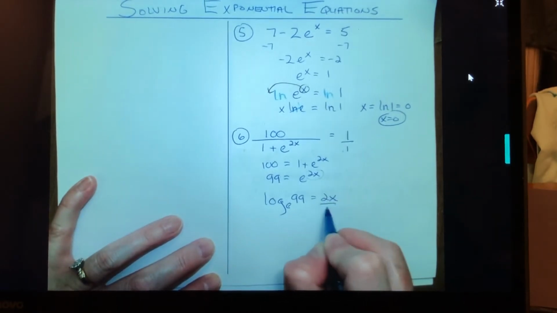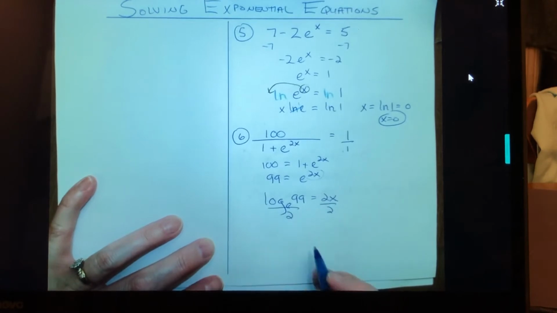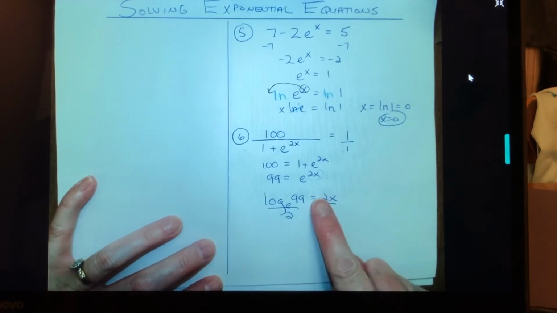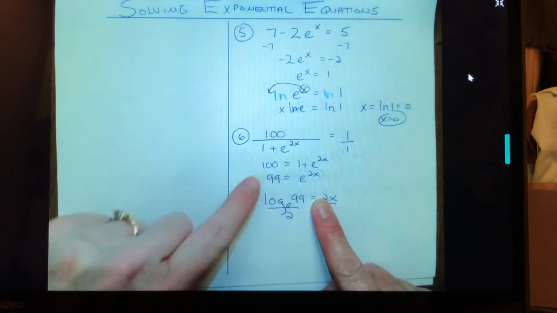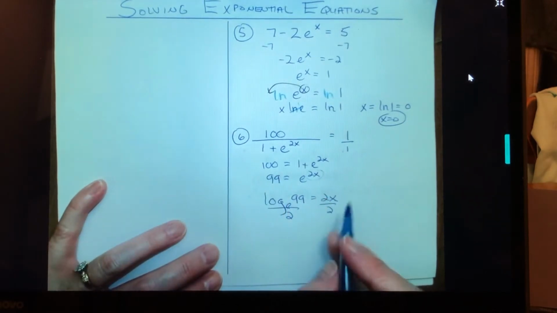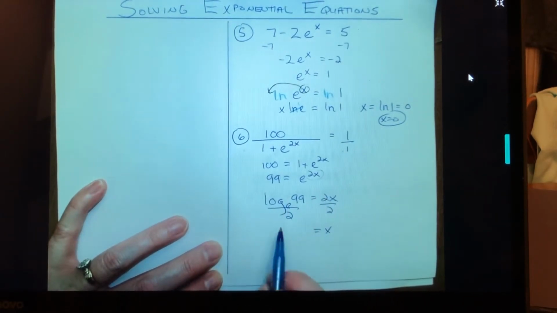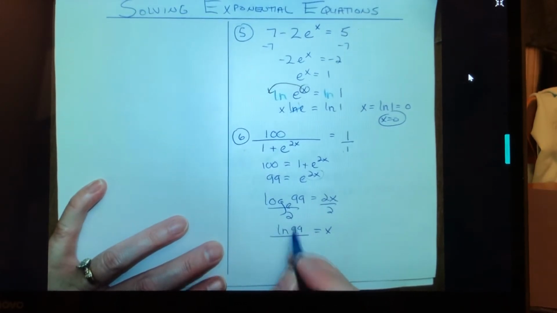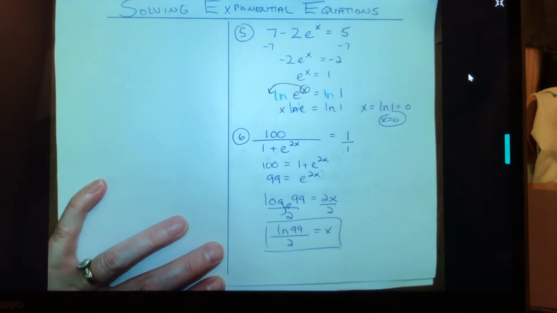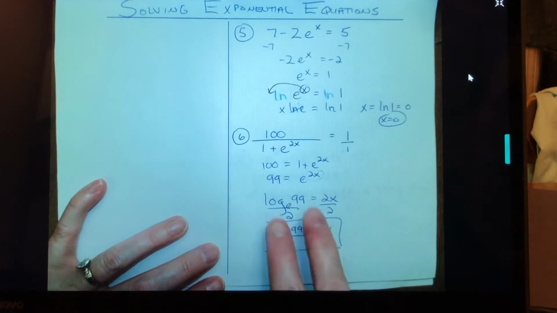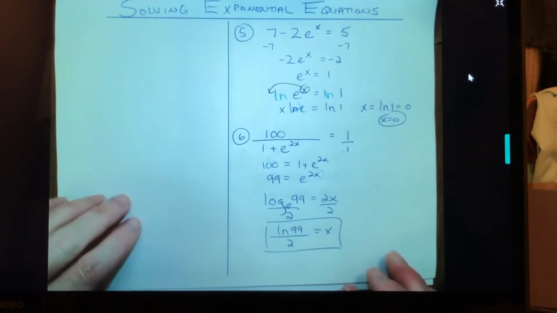Isolate the x, simply divide both sides by 2. So if I cross that off, this is what x equals. But there's a little simplifying I can do there. X actually equals, when I have log base e, remember there's a better way to write that. That's called the natural log. So natural log of 99 divided by 2, and this will be my answer for x. Now if I had chosen, once I got to this point, to take the log of both sides, I would have gotten the exact same result.